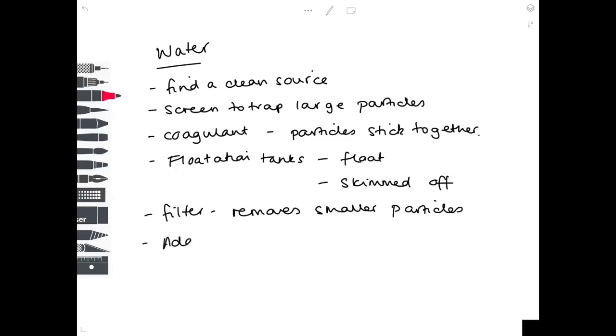Add chlorine, because chlorine, remember, it's a halogen, it's incredibly toxic, so that helps to kill the pathogens. But obviously we don't want to add too much chlorine because then it would be unsafe for us to drink. And then lastly, that water needs to be stored in a clean environment.